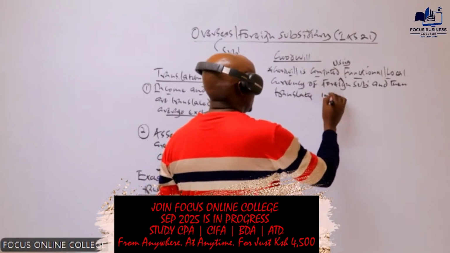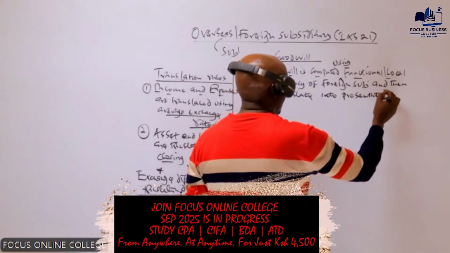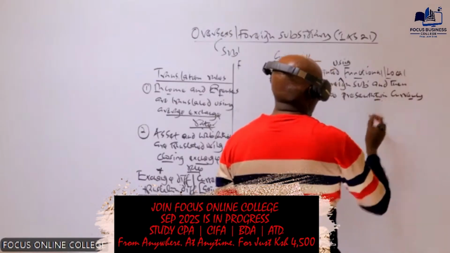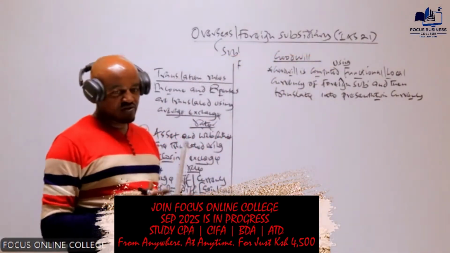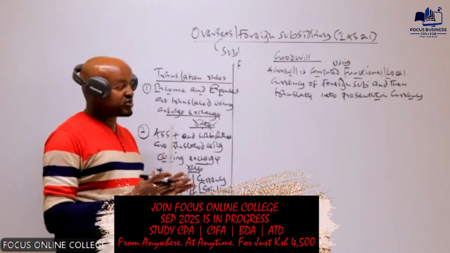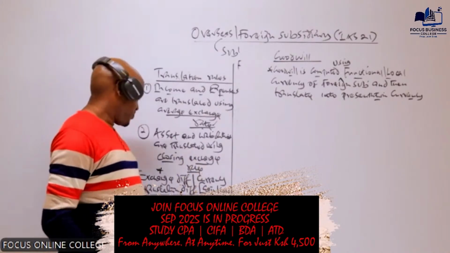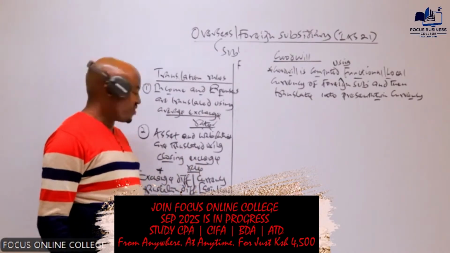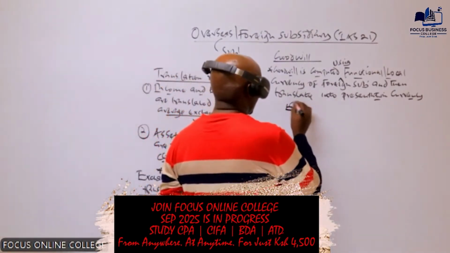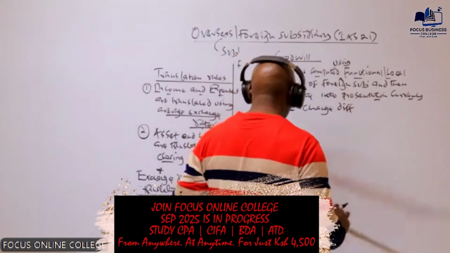into presentation currency. Translate that into presentation currency. So compute that goodwill using the functional or the local currency of the foreign subsidiary, then translate that into presentation currency. In the process of doing that, we have an exchange difference. How do we compute that exchange difference? I want us to look at how we compute the exchange difference arising from the translation of goodwill.